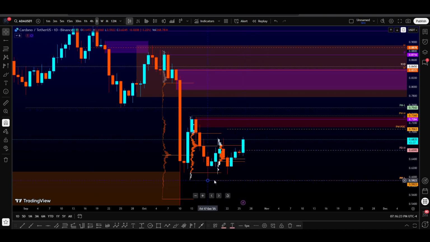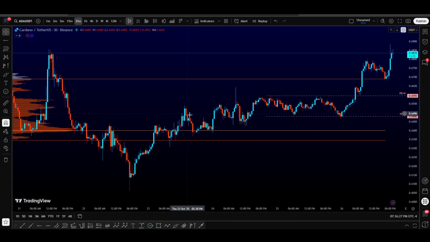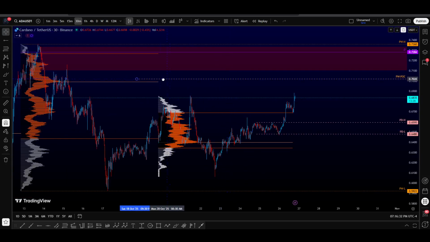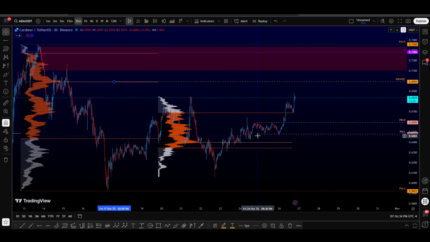But yeah, I don't really like doing the weekend highs and lows because the weekends are usually extremely compressed. Right, as you can see, look at this. This was the entire trading day for Saturday. Look how compressed that was. And then we finally broke out and we are just moving to the upside now.